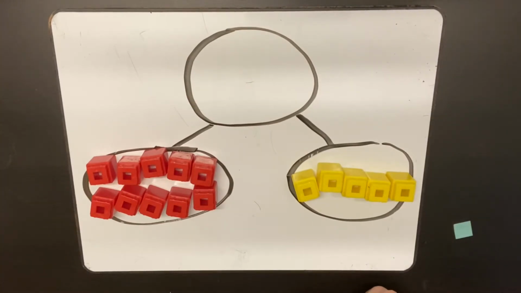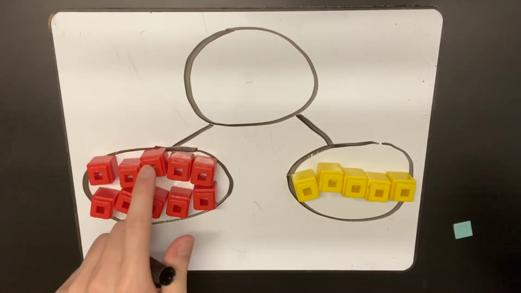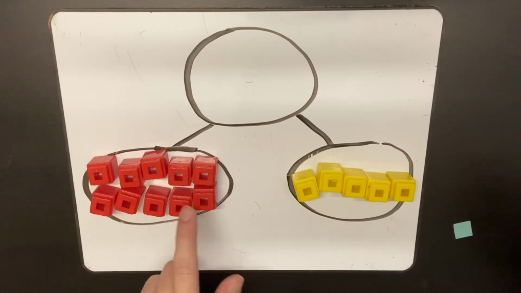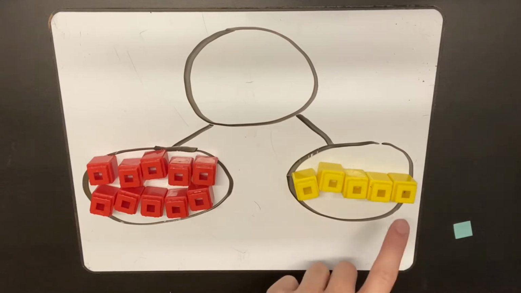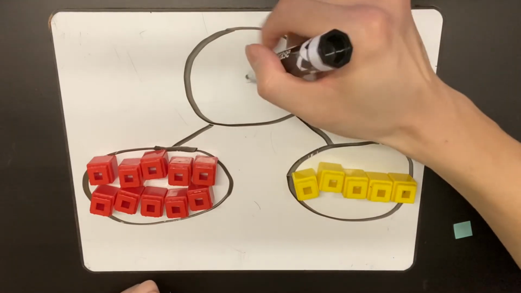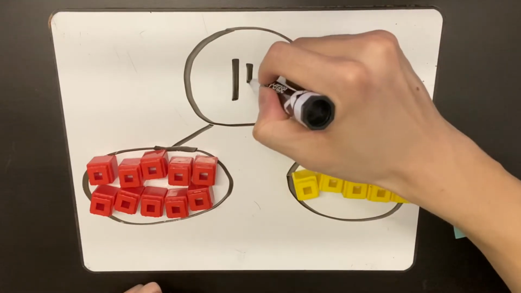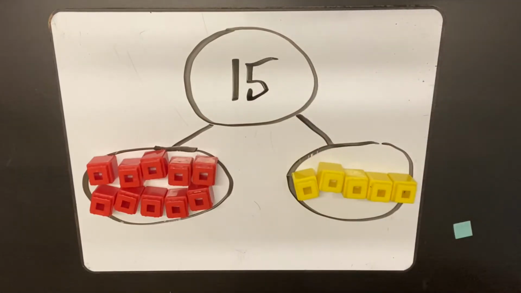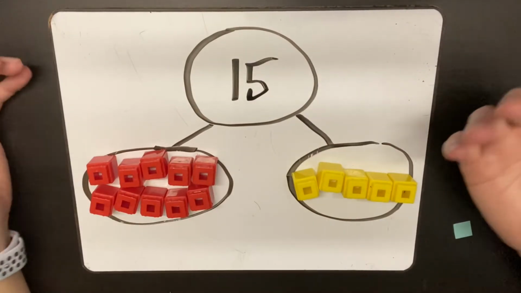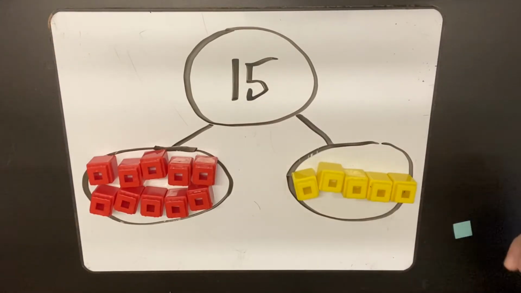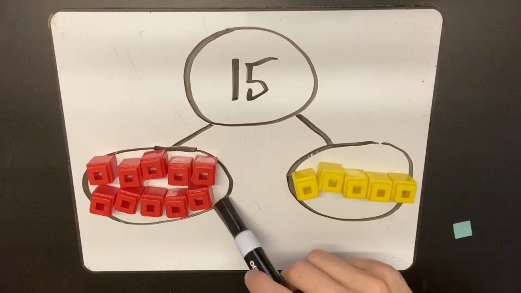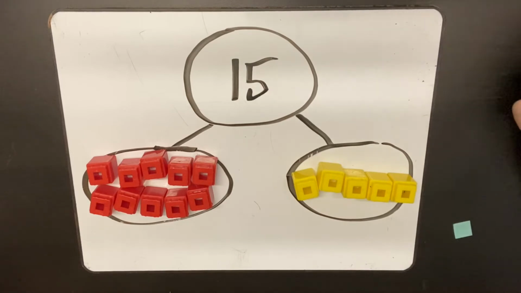So what could I do to figure that out? I could count them. Yeah, I could totally count them. I have 10, 1, 2, 3, 4, 5, 6, 7, 8, 9, 10, 11, 12, 13, 14, 15. So this total is 15. Or we could say the say 10 way, and it would be 10, 5.